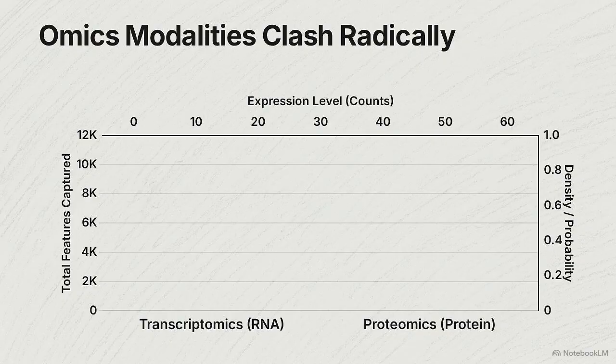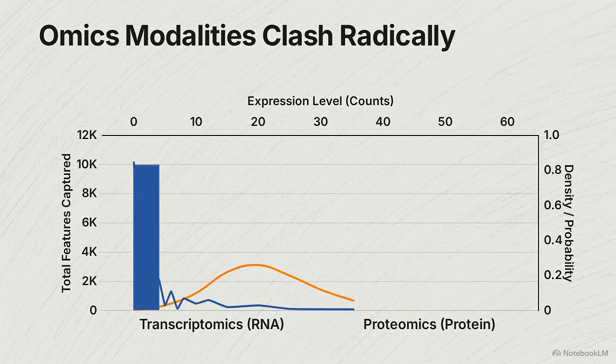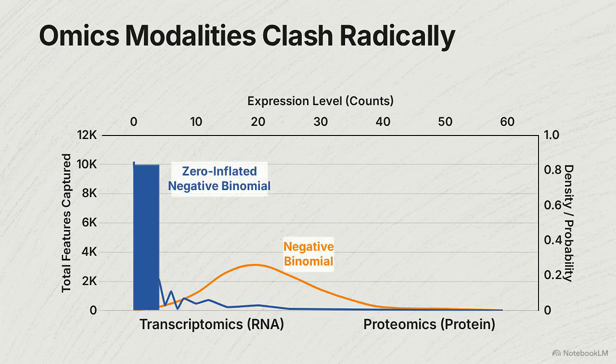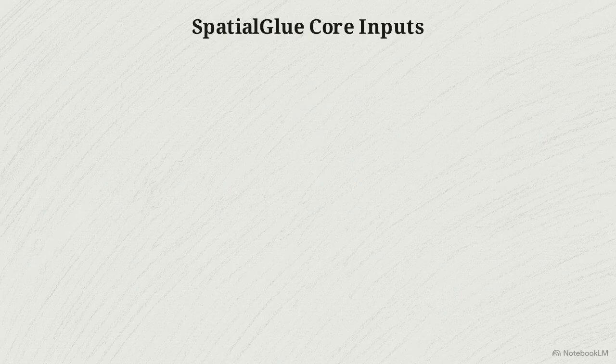A spatial transcriptomics read captures thousands of RNA transcripts per cell, while a spatial proteomic read might only capture a few dozen surface proteins. The feature counts and statistical distributions are completely different. SpatialGlue is designed to solve this scaling problem.